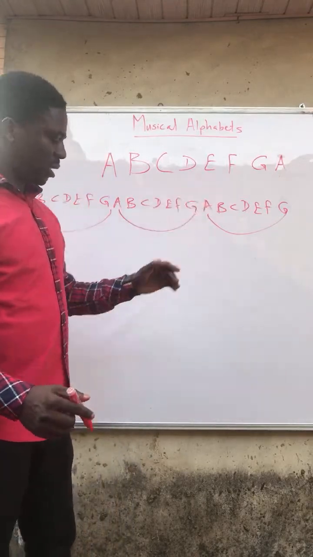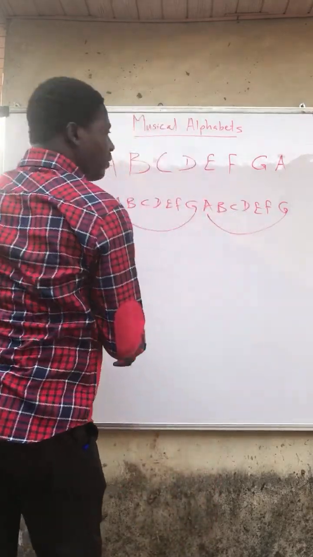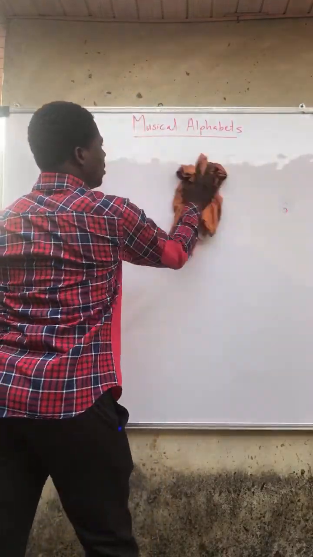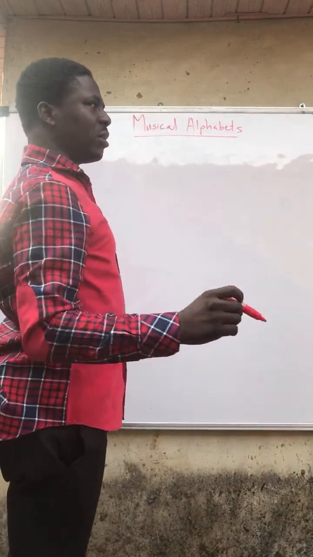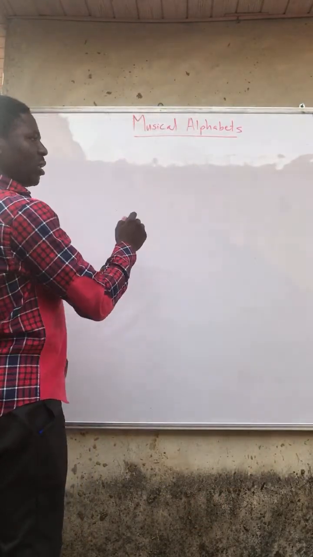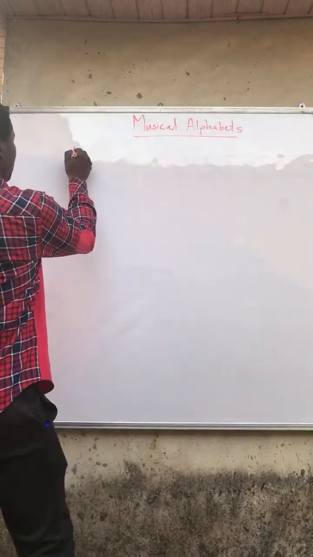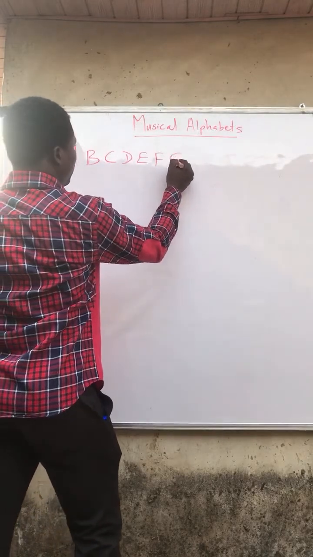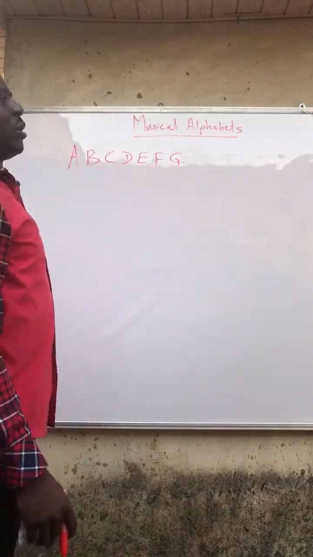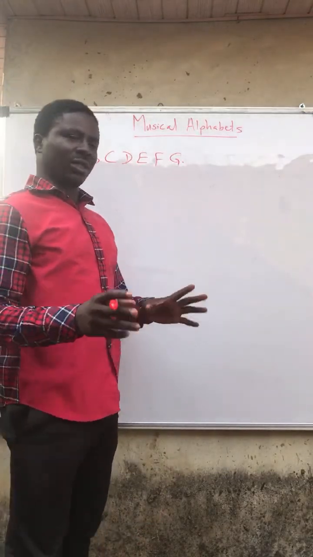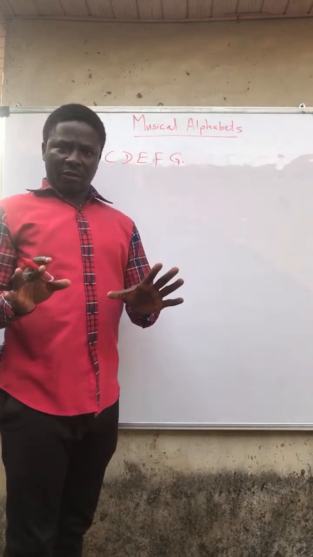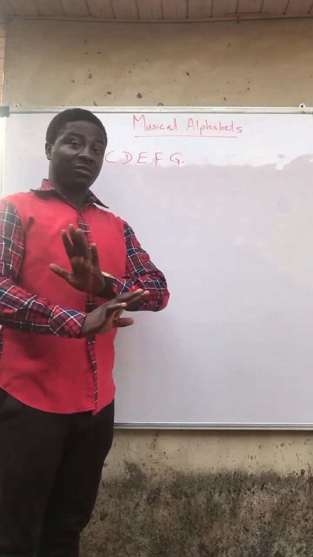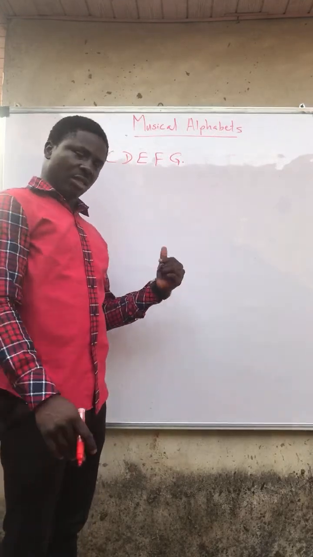After the musical alphabet, I hope you understand this alphabet. Let me write the musical alphabet here: A, B, C, D, E, F, and G. These are the alphabet in music. The second thing you need to know is what we call the staff. You all agree with me that we have seven alphabets in music. So after this, we're going to look at the staff.